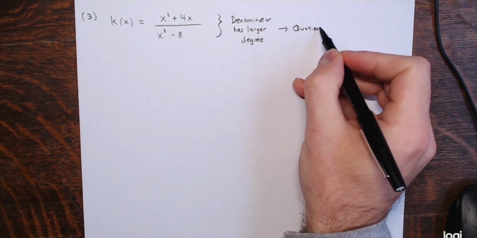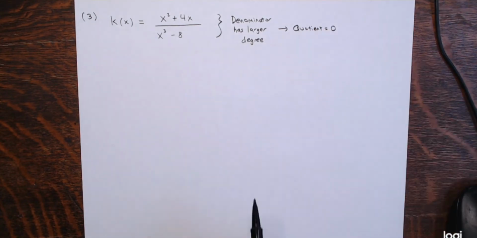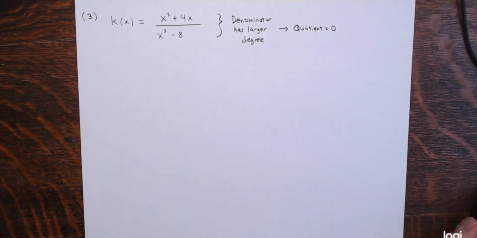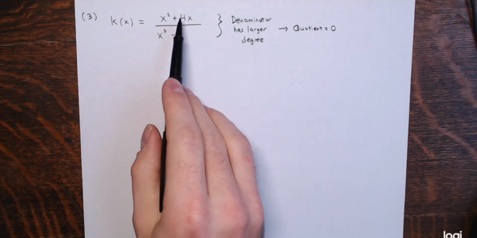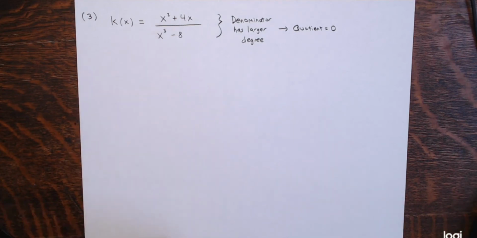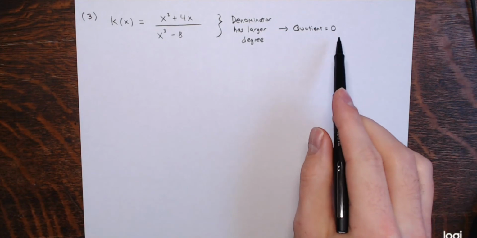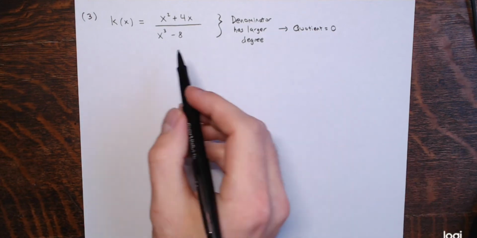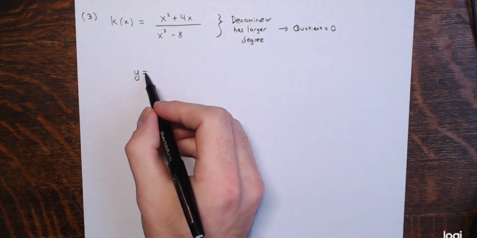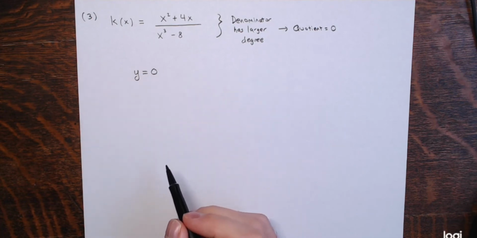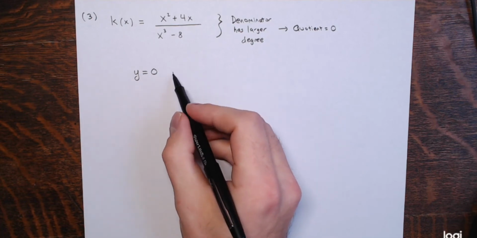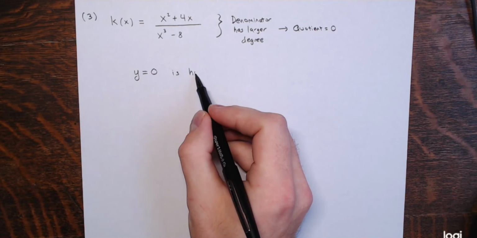You really can't perform long division. Remember, long division stops when the degree after subtraction is less than the degree of the divisor. Well, the degree of the numerator is less than the degree of the divisor, so you can't even start the long division. The quotient is 0. So if that's the case, y equals 0, the x-axis, is a horizontal asymptote.